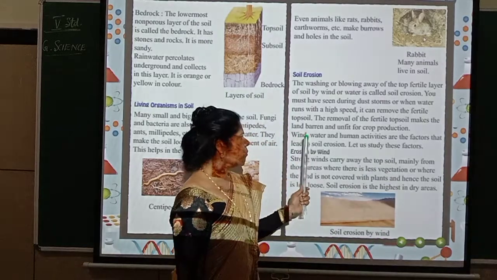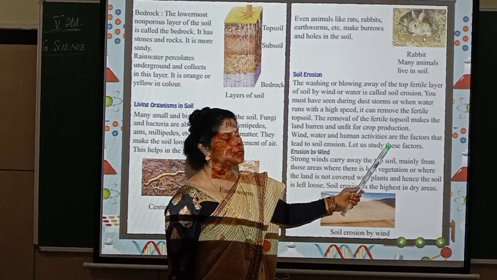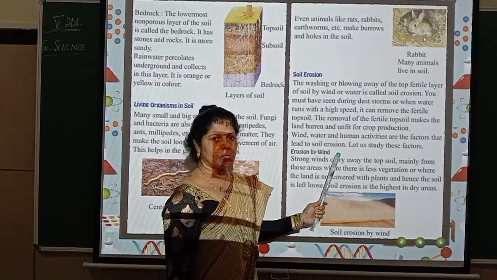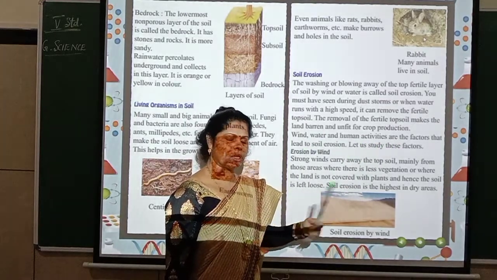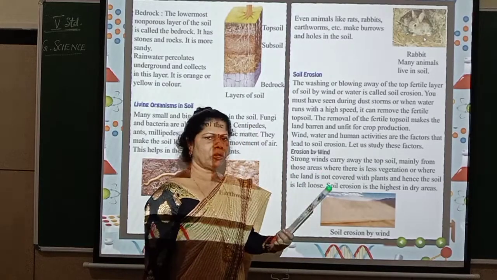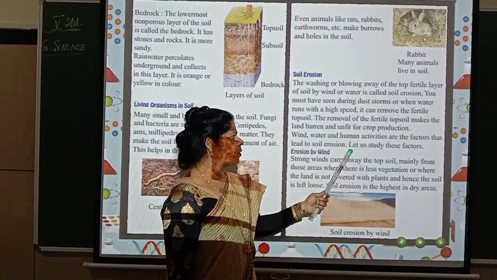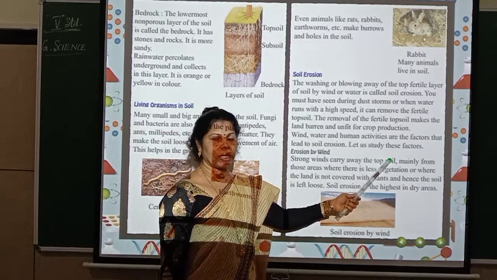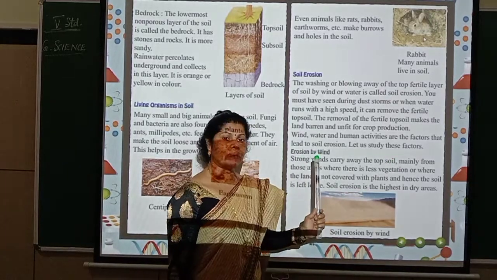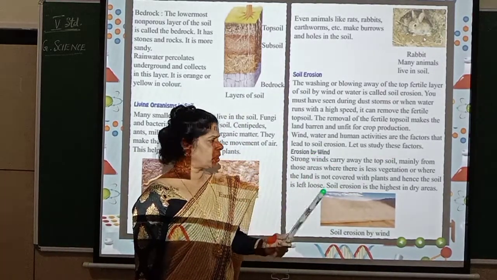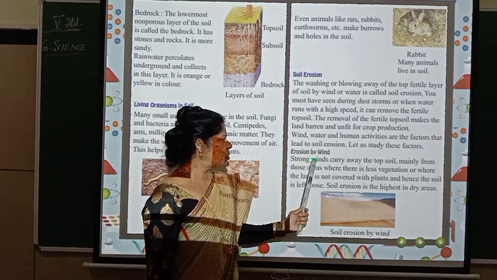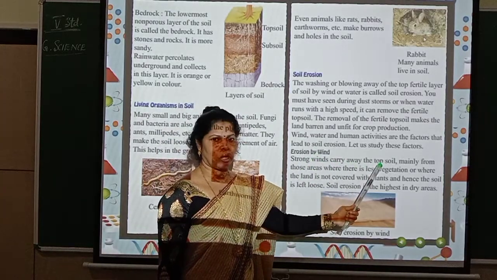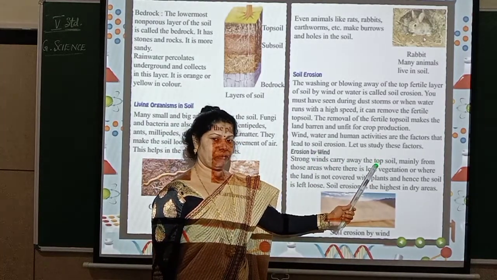So wind, water and human activities are the factors that lead to soil erosion. So washing away of soil, topsoil, wherein you cannot grow plants. So let us study these factors. What are the factors? Erosion by wind. First let us see about erosion by wind. Strong winds carry away the topsoil. Strong winds, heavy wind. What happens?